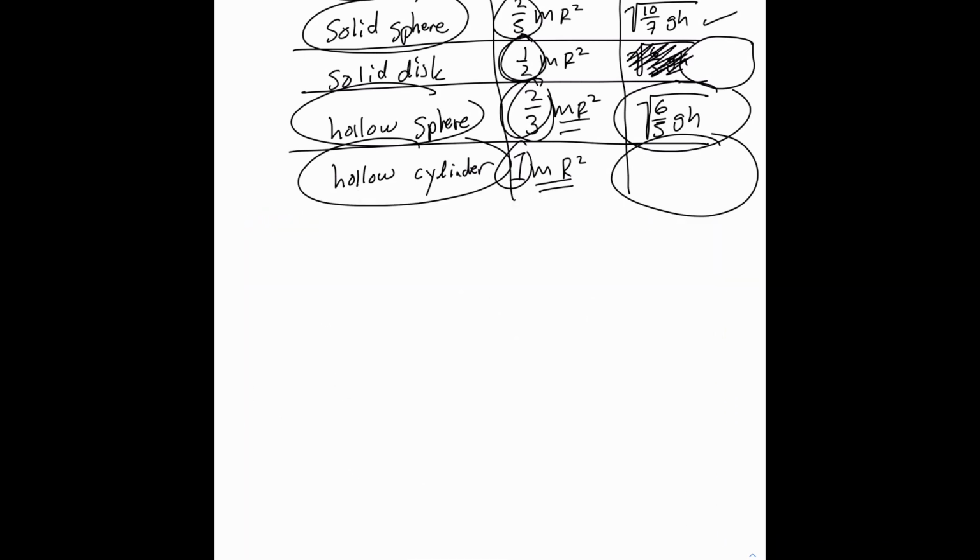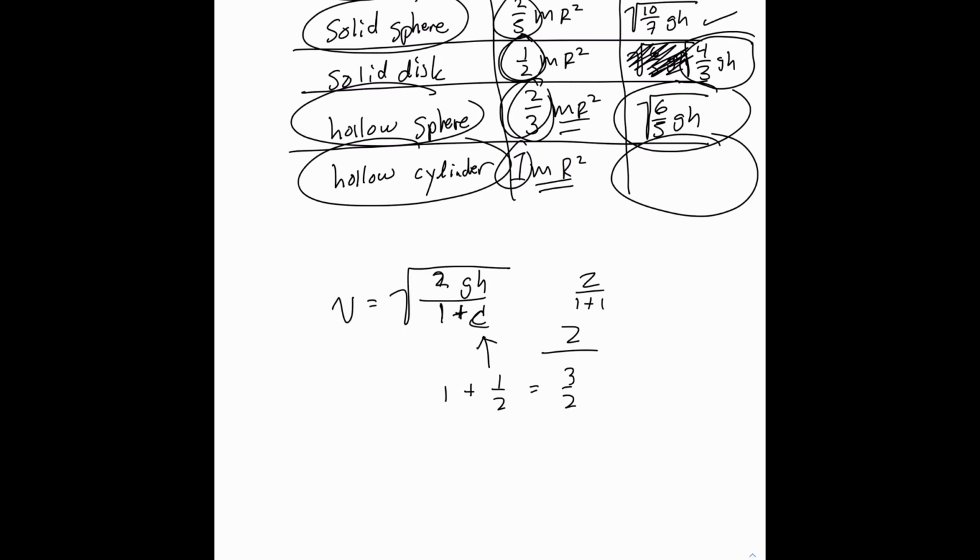Well, we got this part right. V is equal to the square root of 2GH over 1 plus C, but I should be using 1/2 as C. So 1 plus 1/2 gives me 3/2, and 2 over 3/2 would give me 4/3. So this is the square root of 4/3 GH, and then in the last one, C is equal to 1. So 1 plus 1, 2 over 1 plus 1. Oh, 2 over 2 gives us 1. Oh, we just get the square root of GH.